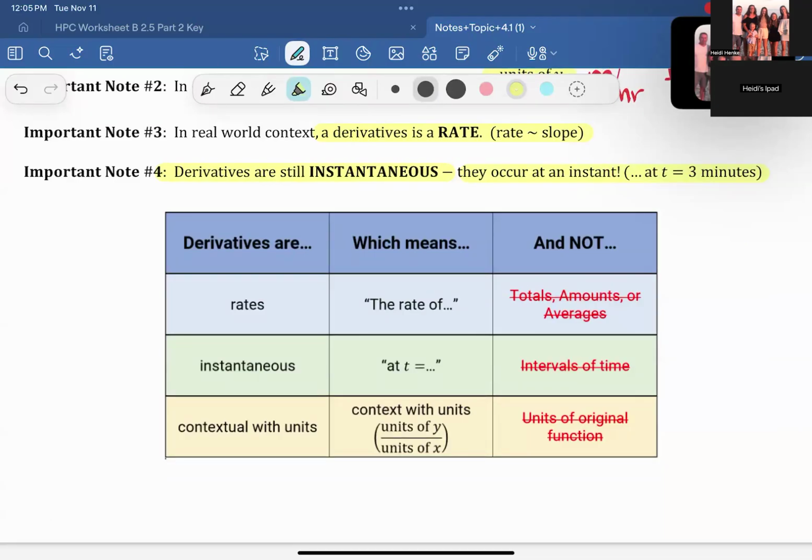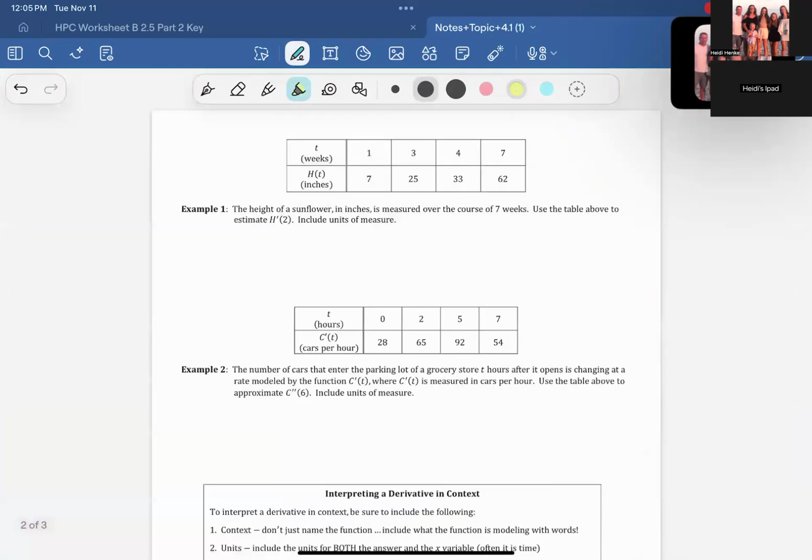And here's our units. It's going to be like miles per hour, feet per second, so forth and so on. Okay. All right, moving on to the back.